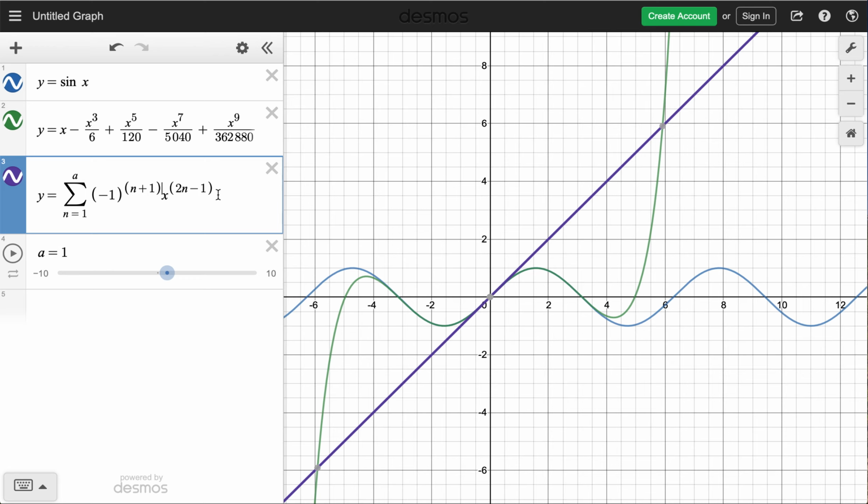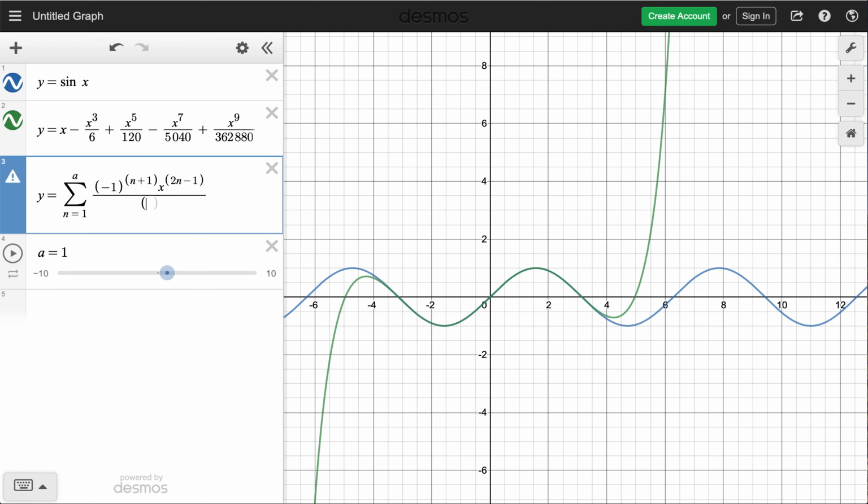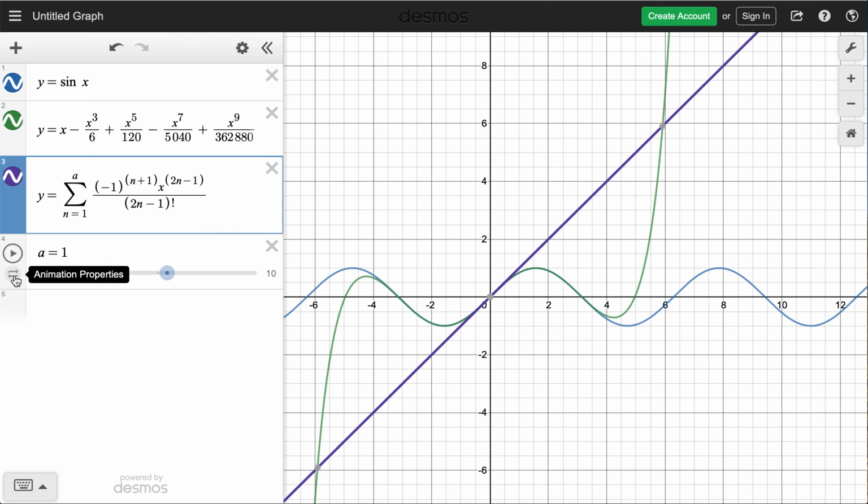Okay, and the final thing I need to replicate is this thing on the bottom here. Now this thing on the bottom here, I'll tell you now, is that's 3 factorial, that's 5 factorial, that's 7 factorial. So it's the same as the power of the x with a factorial on the end. So I need to divide by the factorial of 2n minus 1, which will give me the correct value for the factorial like that. And that's it.